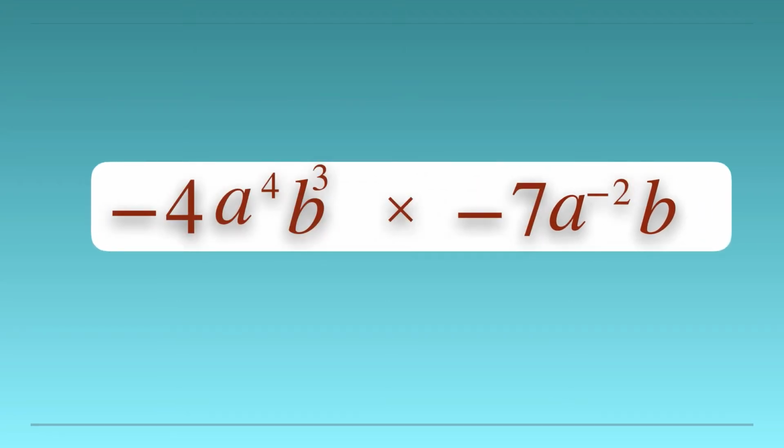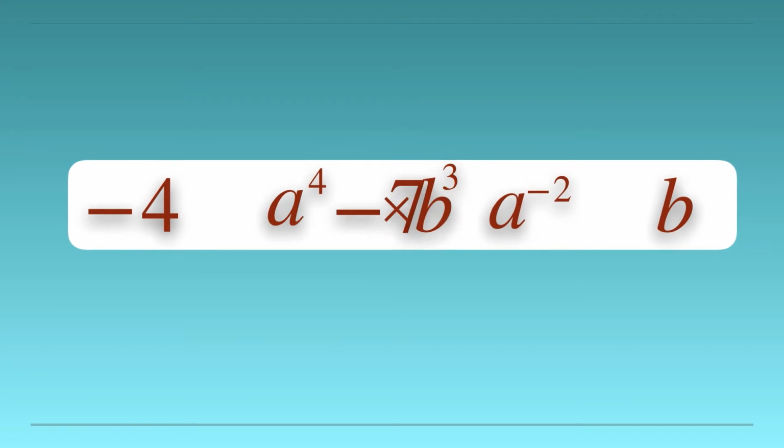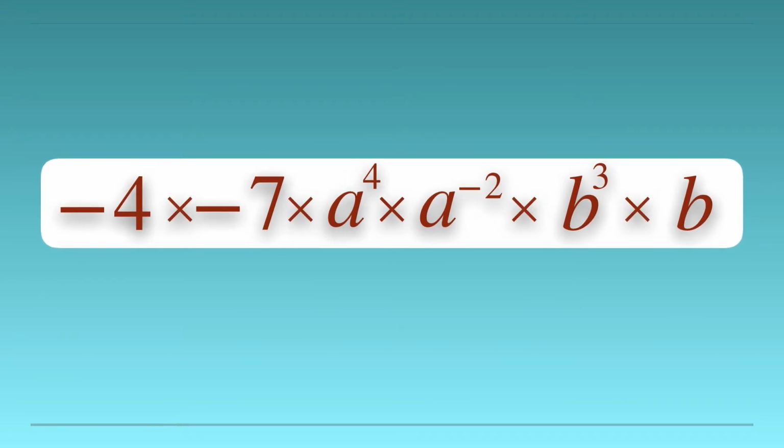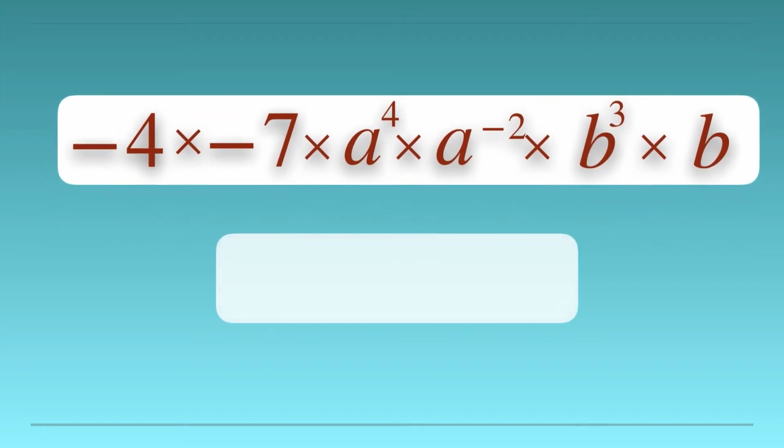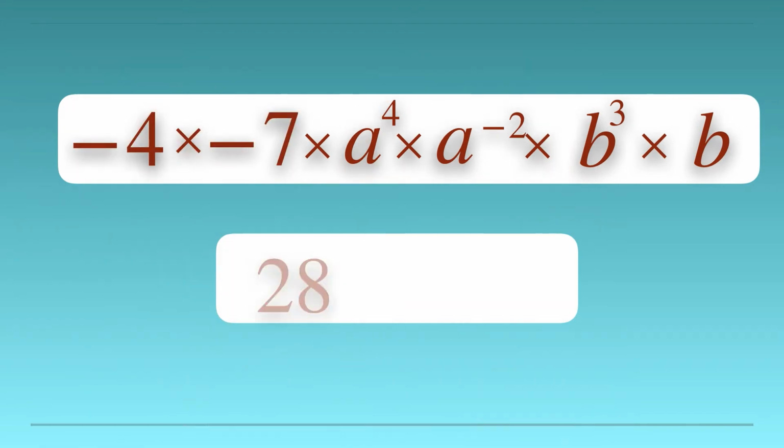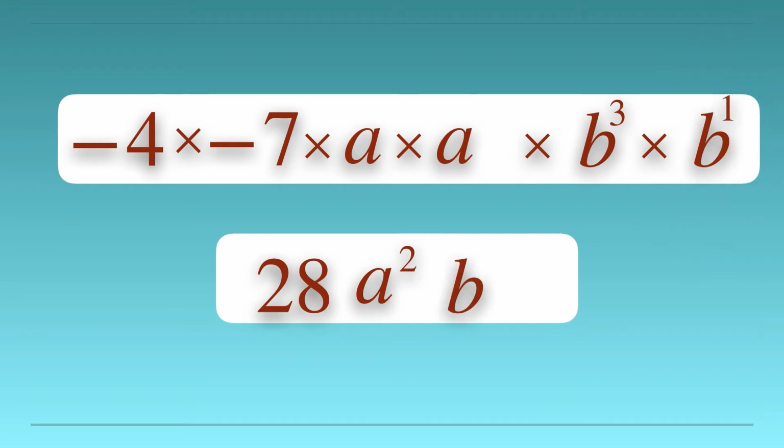Similarly, when multiplying minus 4a to the power of 4 and b cubed with minus 7a to the power of minus 2b, this is equivalent to multiplying minus 4 with minus 7 times a to the power of 4 times a to the power of minus 2 times b to the power of 3 times b. When multiplying minus 4 with minus 7, it gives us 28, as negative times negative results in a positive value. The powers on a and b will add up together, so adding 4 and minus 2 is the same as subtracting 2 from 4, so the power of a will be just 2. The power of the second b is 1, which then adds to 3 to give the power of 4 on b.